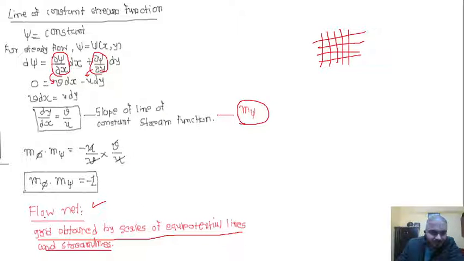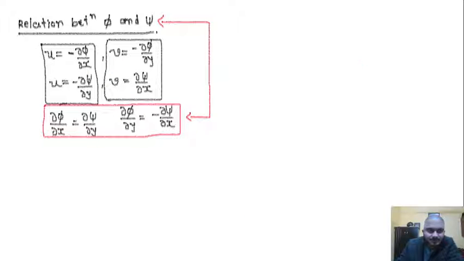The next definition is flow net. Flow net is defined as a grid obtained by a series of equipotential lines and streamlines. So this is a small example of a flow net. Here we have a grid where these are equipotential lines and these are lines of constant stream function. When we create such a grid, it is known as a flow net.